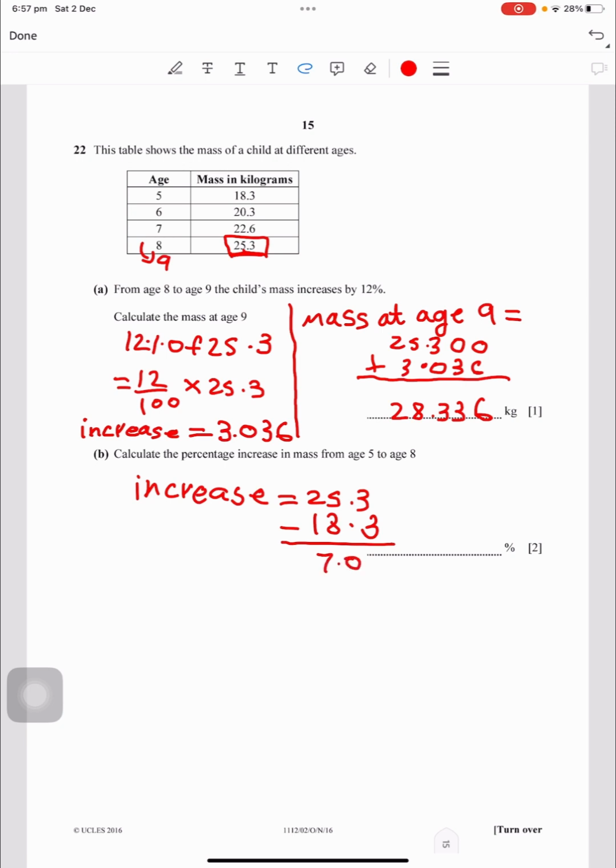So now the percentage increase is equal to 7. We'll divide this by 18.3 times 100%. So that is equal to 38.25. Okay, moving on.